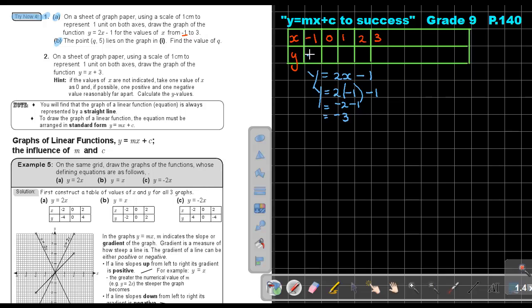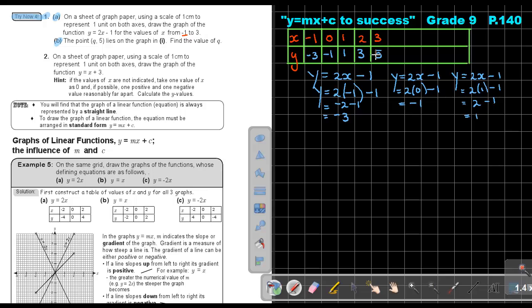So y is -3. If I substitute 0, I do exactly the same. I rewrite the equation, and now I just put 0, and that will give me -1. And if I put 1, it's 2 times 1 minus 1, so it's 2 minus 1, and the answer will be 1. And if it's 2, it's 4 minus 1, and that will be 3. And if it's 3, 2 times 3 is 6 minus 1, and that will be 5.